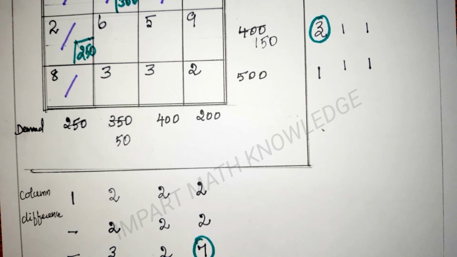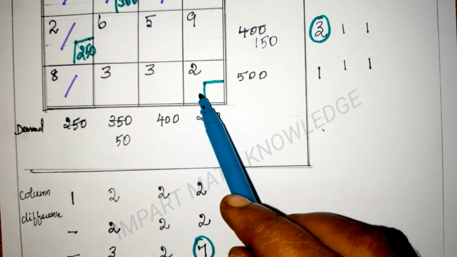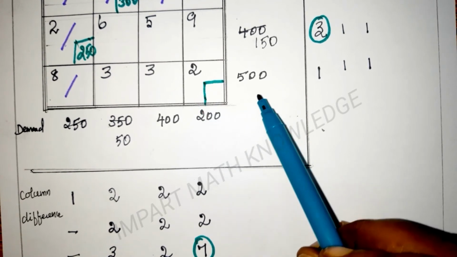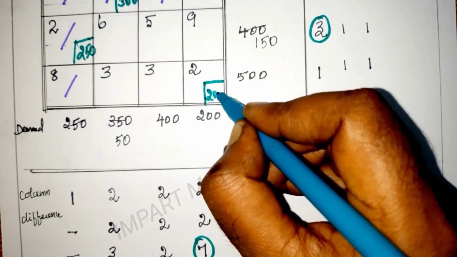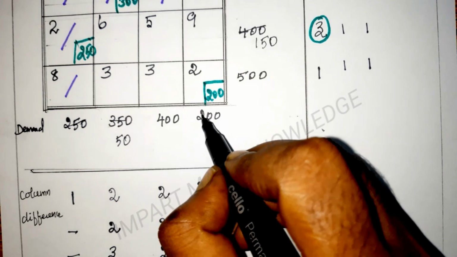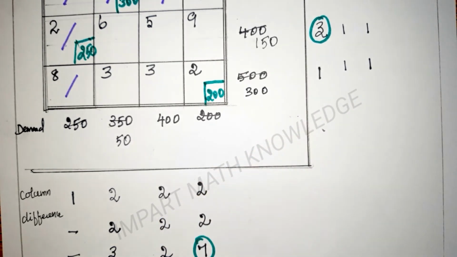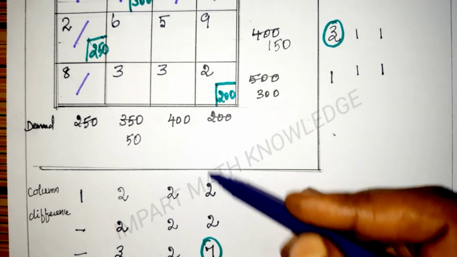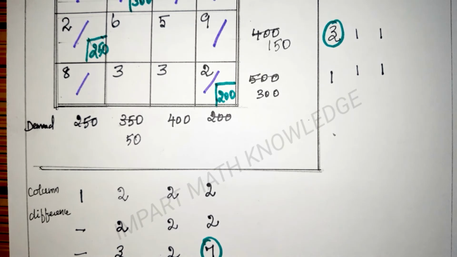In the fourth column, the minimum cell is 2. Here we are going to allocate the value. For this cell, supply is 500, demand is 200. Minimum value is 200. So you allocate the value here. Once you allocate, you have to strike out the value. Here the remainder is 300. Here, demand is satisfied, so you have to cross out the column. In the remaining, you have to take the difference again.